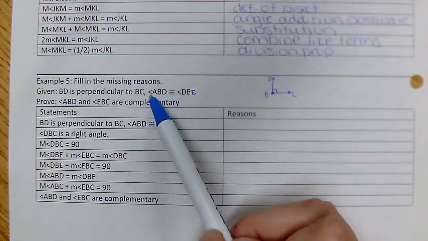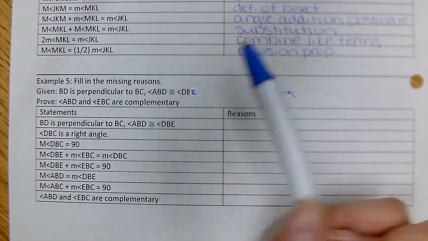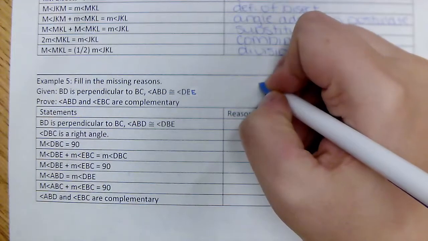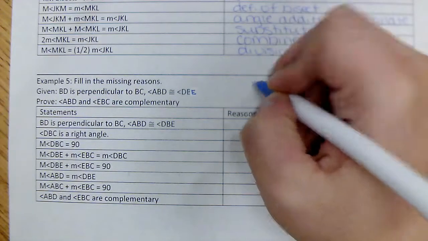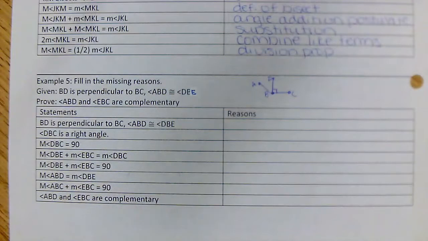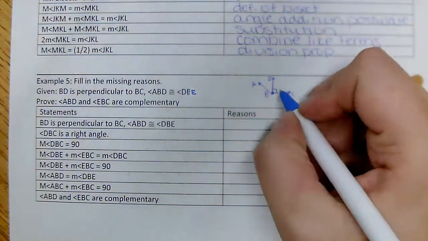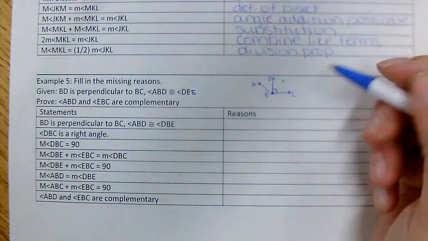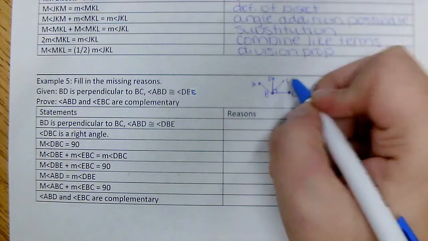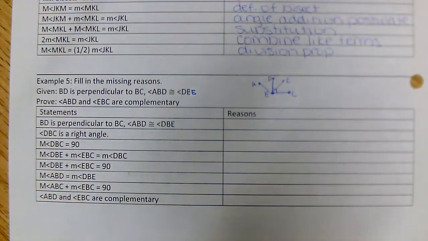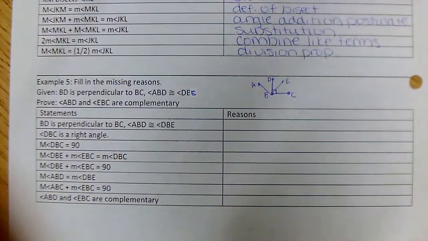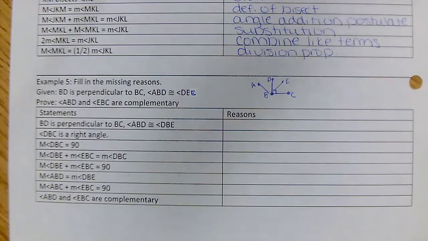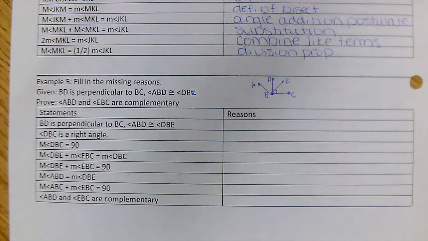And we're told that the angle ABD, so that has to be something like this, right? So A has to be over here somewhere kind of on the left. That angle is congruent to angle DBE, so DBE, which has to be somewhere kind of in between that angle there. So now we have a picture to kind of go along with what we're talking about, just so we can make sense of it as we're working along. And we're trying to prove the angle ABD and angle EBC are complementary.